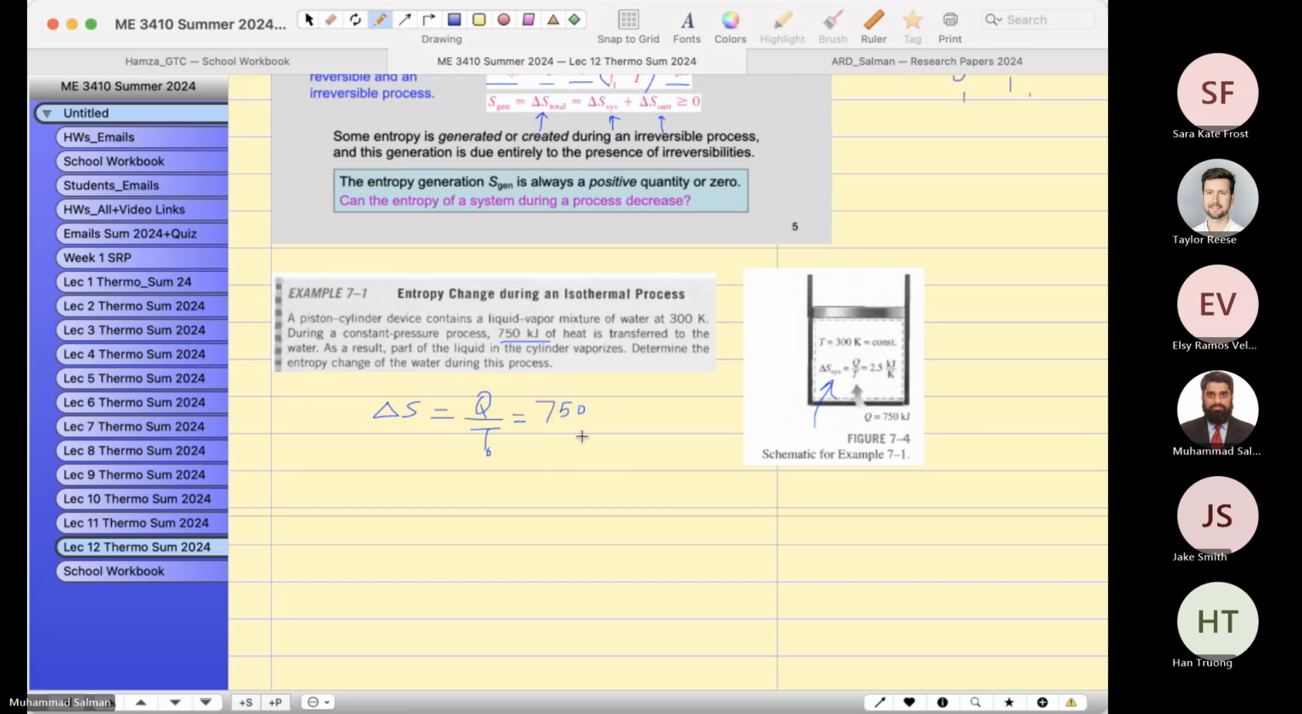750 divided by 300 kilojoules per Kelvin. And this is positive. Determine the entropy change. So we have found the entropy change. Entropy has increased. So let us see the next slide.